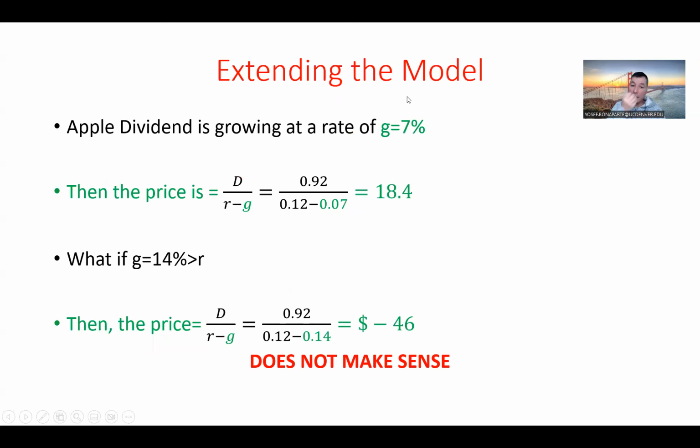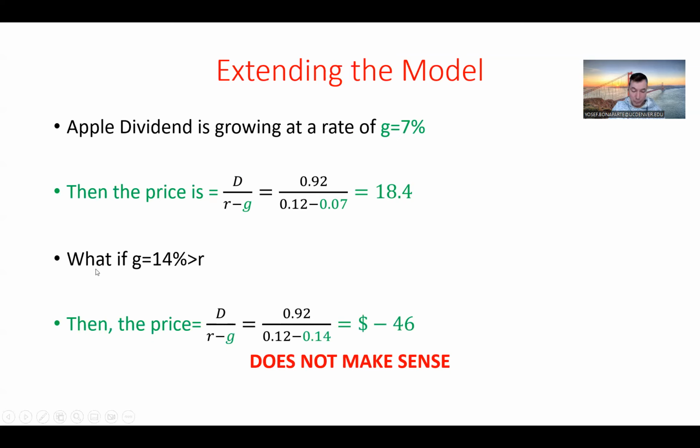Well, the model is extended and says, wait a second, Apple has a dividend. Their dividend is 92 cents today, but in the future it can be more than 92 cents. So there is a growth. We call it G, for example, 7%. Then the price is D divided by R minus G, which is 92 cents divided by the discount factor minus this, which will be $18.04.